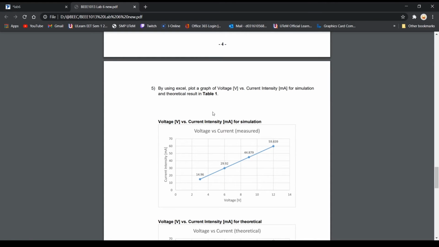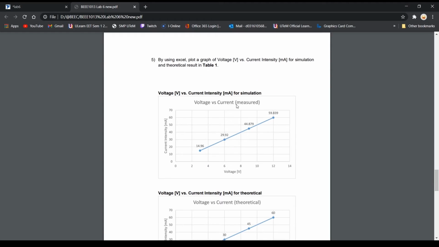And for number 5, which is the graph, by using Excel, plot a graph of voltage V versus current intensity mA for simulation and theoretical result in table 1. So the first graph is for current intensity for simulation, which was simulated in Multisim. So this is a voltage versus current graph.